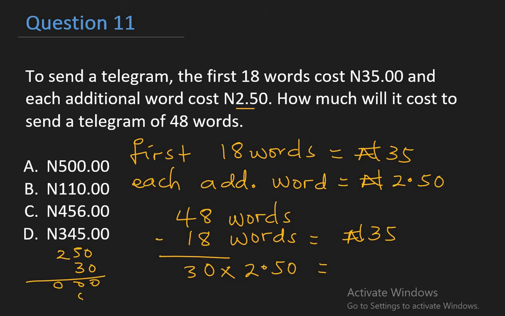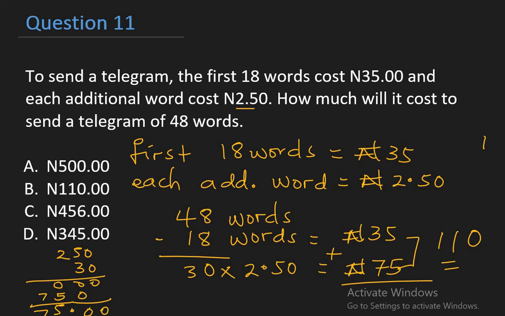3 times 0, 0, 3 times 5, 15, 5 carry 1, 3 times 2, 6 plus 1, 7. You have 0057, 2 decimal. 30 times 2.50, if you do it yourself, is going to give you 75 naira. The total cost for 48 words will be the sum of both of them. 5 plus 5 is 10, put 0, carry 1. 7 plus 3 is 10, plus 1, 11. So the answer is 110 naira, which is B.